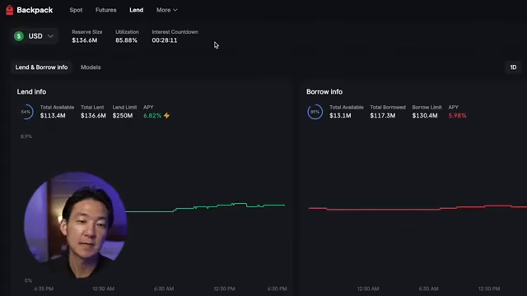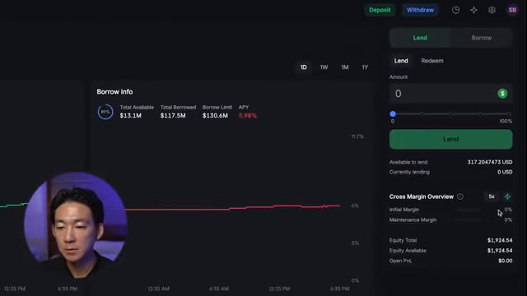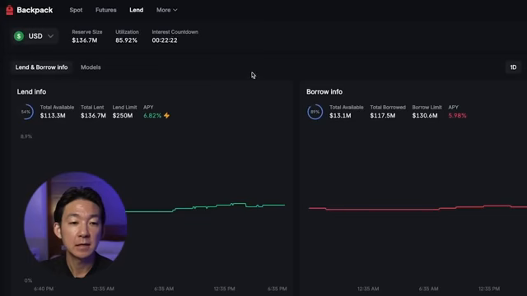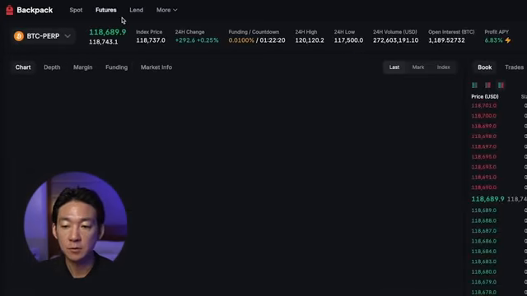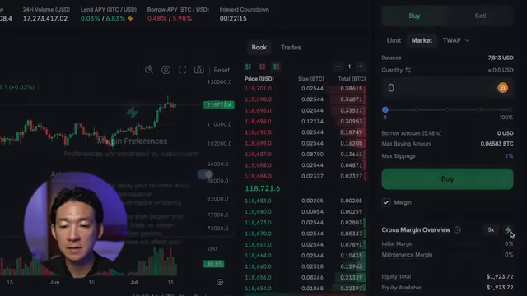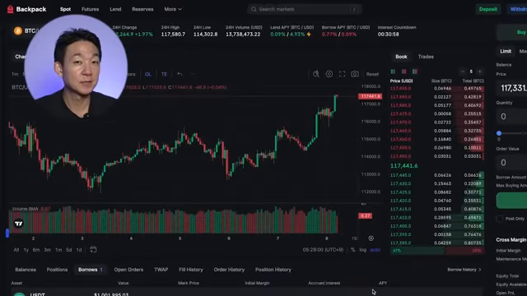Where can I do that? Now let me explain to you. From this lend tab, we're going to go here, this mark, click it, and margin preference, and you can enable auto lend from here. And now it's done. Even if you're in futures or, let's say, spot, we have this mark, so you can click here. We can enable auto lend anytime you want. Let's keep it enabled, okay?